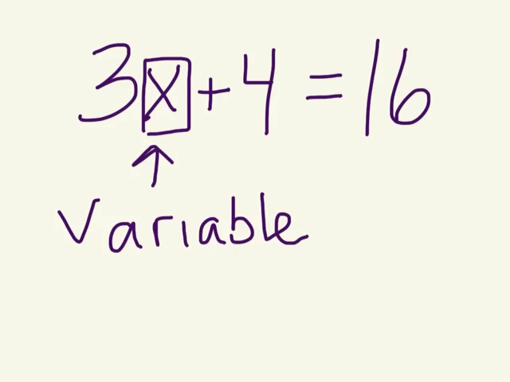A variable is a letter that represents a number. So it's a missing value in our equation, and the letter is in place of that missing value. So the x is going to equal a certain number to make the equation true. Right now, this equation is saying 3 times x plus 4 equals 16. So I'm going to put a new page to solve it.